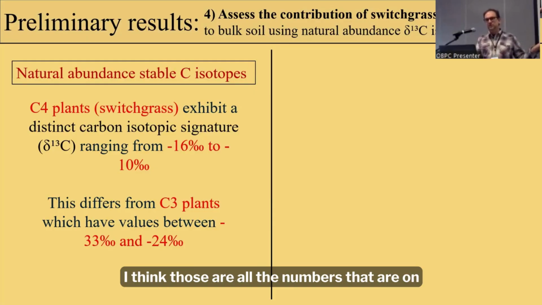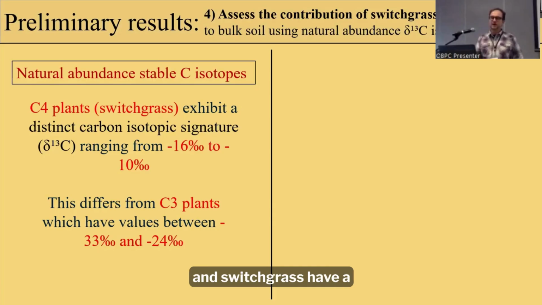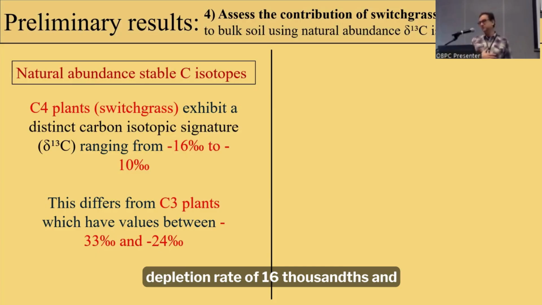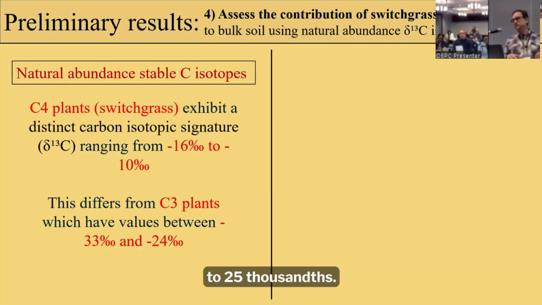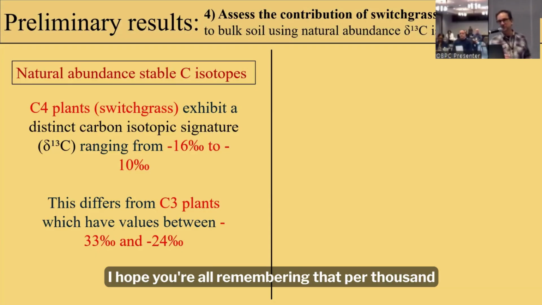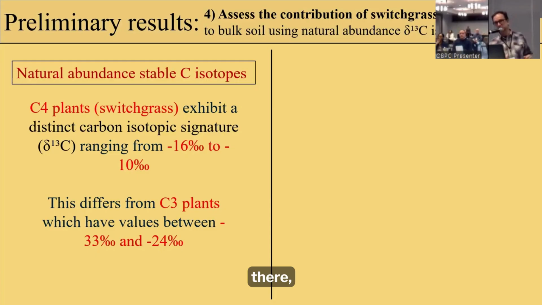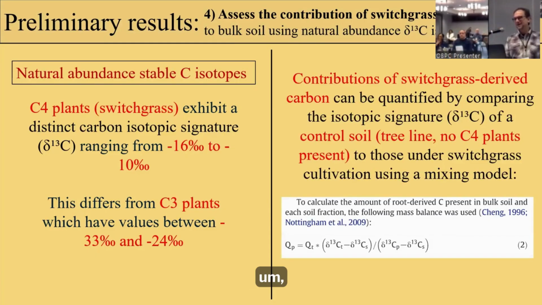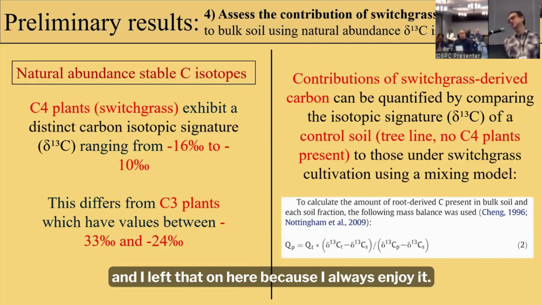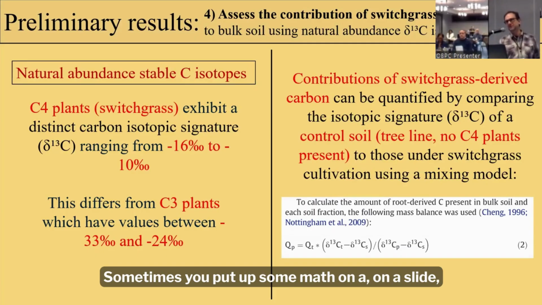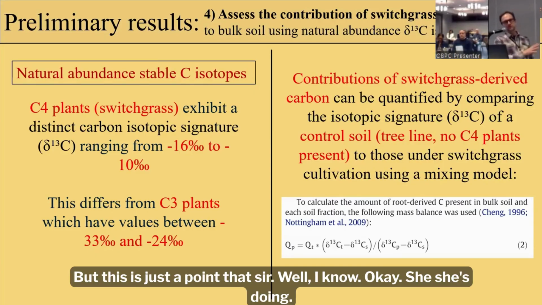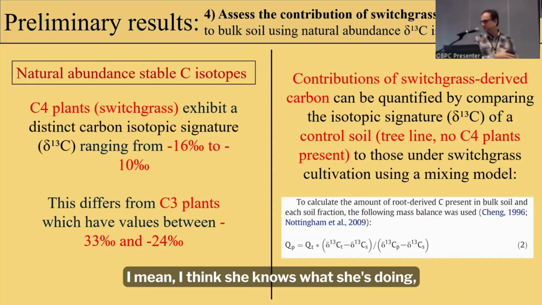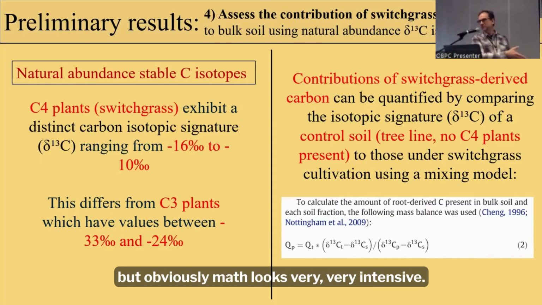Those are all the numbers that are on there. Corn and switchgrass have a depletion rate of 16 thousandths, whereas the C3 plants, just everything else, have a depletion rate of closer to 25 thousandths. I hope you're all remembering that 2,000 there. And I left that on here because I always enjoy it. Sometimes you put up some math on a slide, like, what is going on? But this is just to point out that Sarah Willow knows what she's doing. I mean, I think she knows what she's doing. And obviously, the math looks very, very intensive.